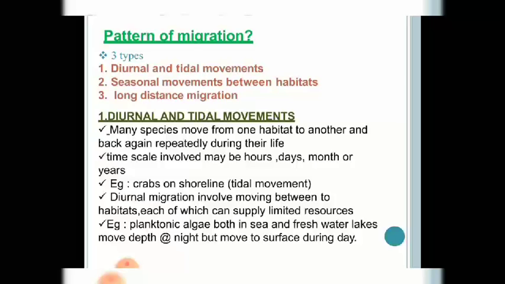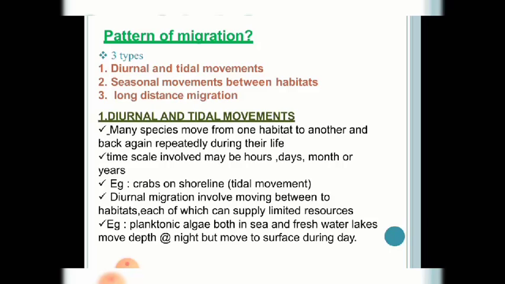In tidal movement, we can see the animals coming from one habitat to another and back repeatedly during their lifetime. The time scale involved may be in hours, days or months. The movement will be maintained by the organism to the same habitat. So once the animal moves from one place to another, it has to come back to its native habitat, maybe regular or irregular. So that is tidal movement. For example, crabs move with the advance and retreat of the tides.